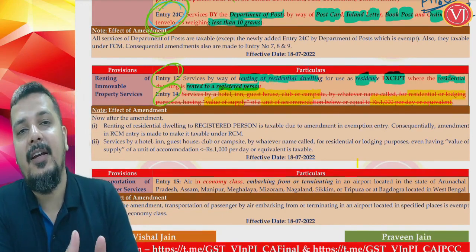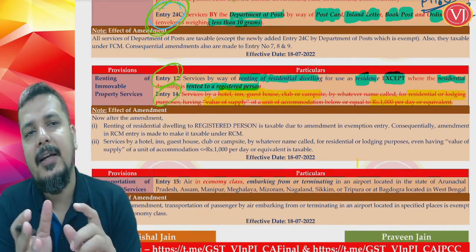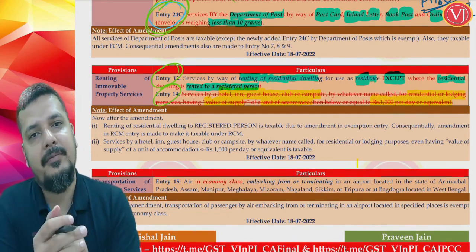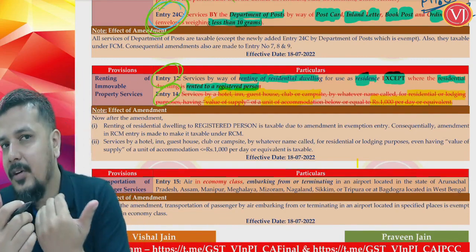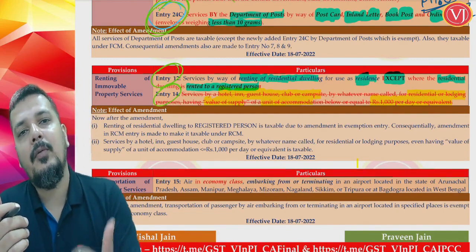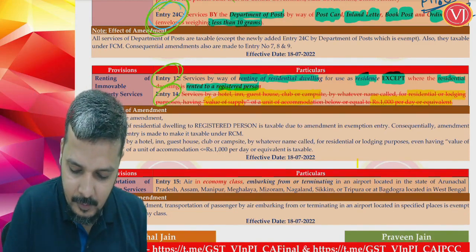Previously, when you were staying in a hotel, inn, guest house, club, or campsite, if the room rental charge per day per room was up to 1,000 rupees, it was exempted. Now that exemption itself is removed, irrespective of the room rent that you pay for the hotel. It is now taxable.